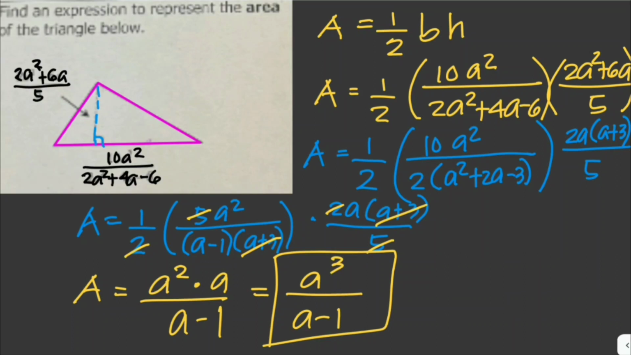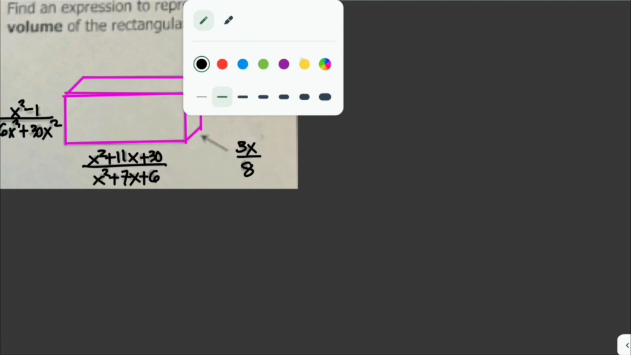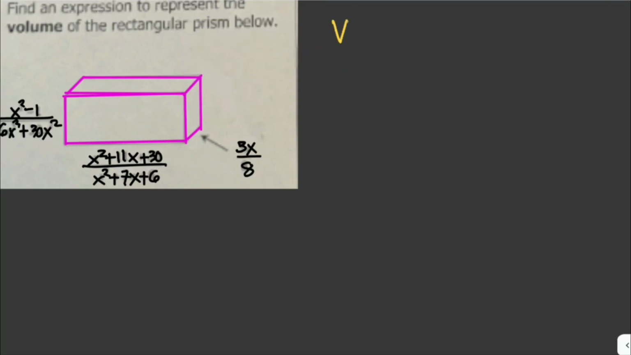Alright, let's solve another one. Find an expression to represent the volume of the rectangular prism below. So to find the volume of the rectangular prism, we can use the formula, which is just equal to the length times width times the height. Since we're already given the length, width, and height, then we can just simply plug in all the expressions.